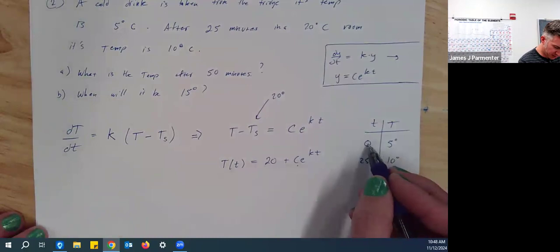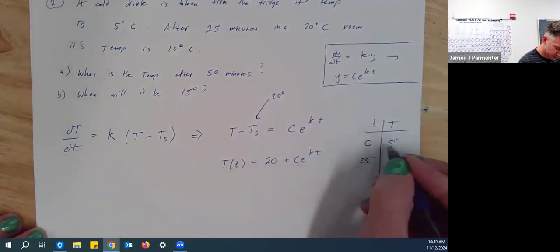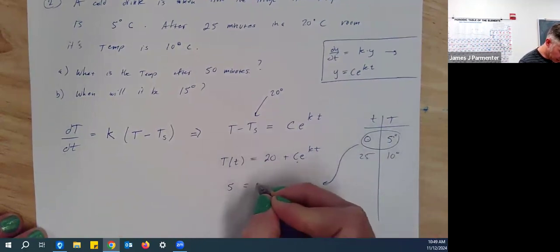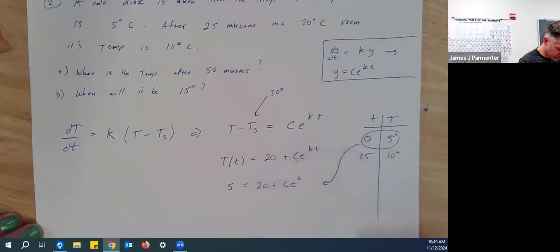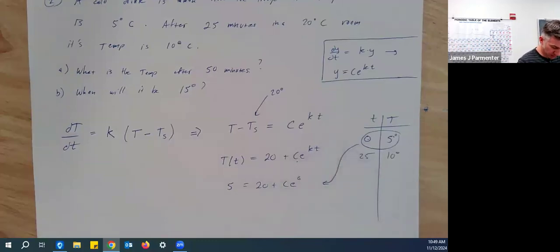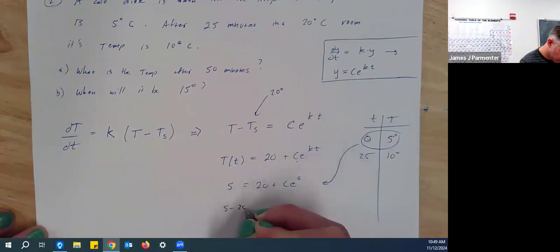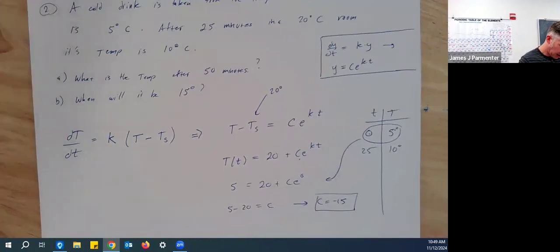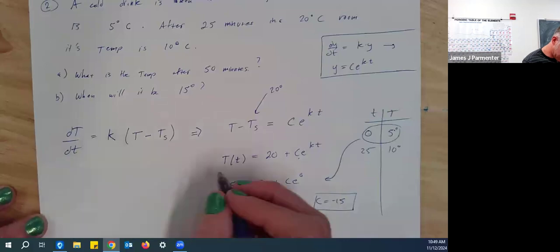So let's plug in our points here and figure out what's what. If I plug in time equal to 0 and temperature equal to 5 degrees, I'm going to get 5 equals 20 plus Ce^(k times 0). Great, so C is going to equal -15. Cool. And then we do the usual thing, right? These exponential growth and decay problems are always the same stuff. You plug in the first data point to find the first constant, you plug in the second data point to find the second constant, and then after you've found the constants, you answer whatever questions are being asked. It's really very much the same process every time.